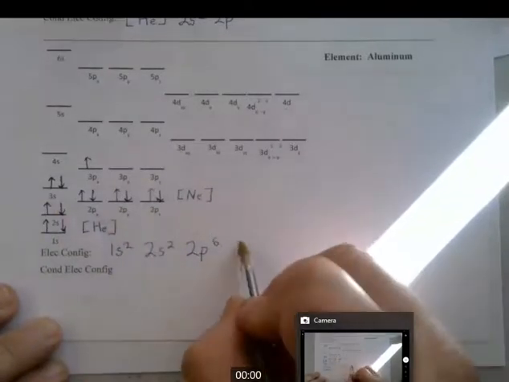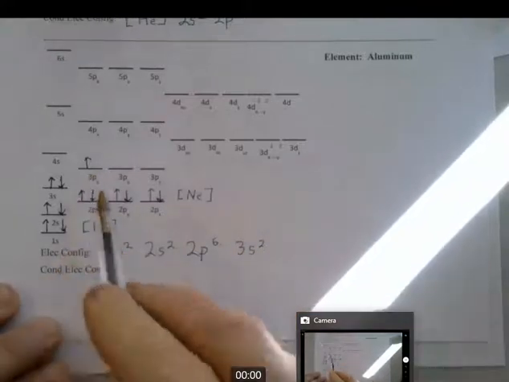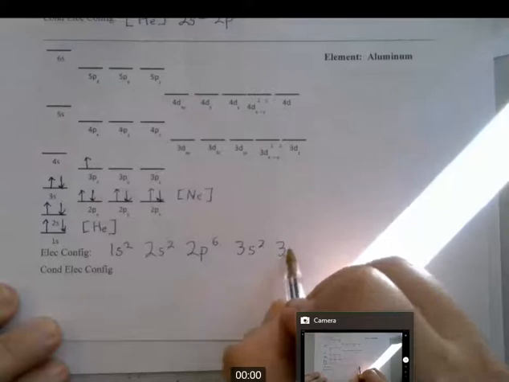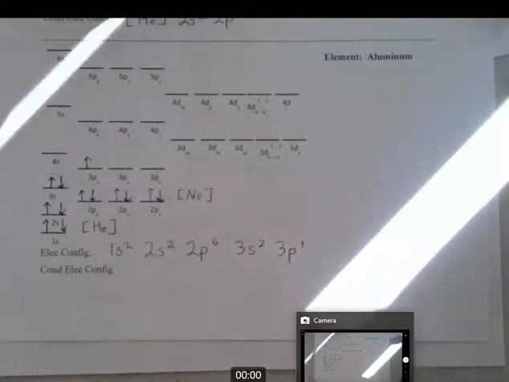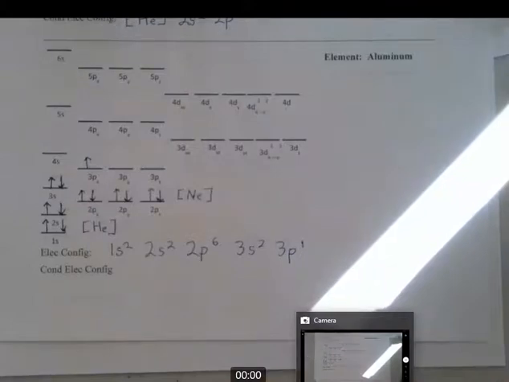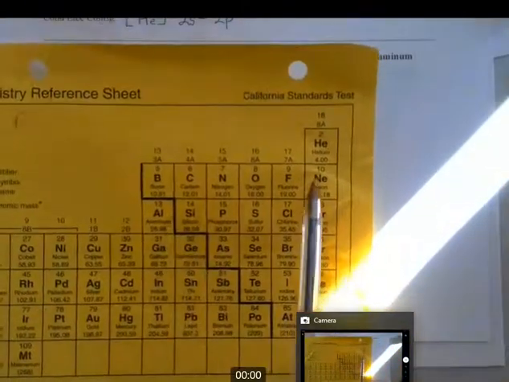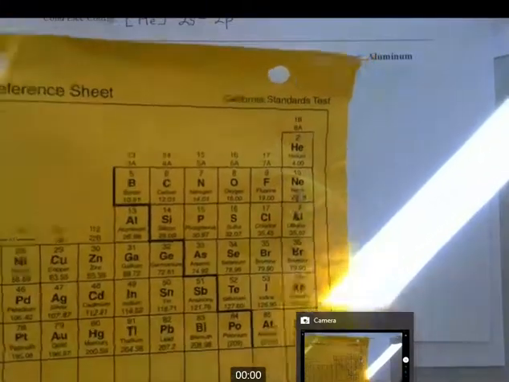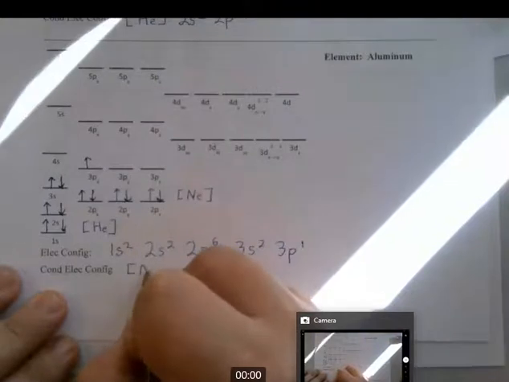Now we're up to 3s, 2 electrons there, and then finally 3p, and there's 1 electron there. You can see that's starting to get a little bit long when you write it out this way. In the condensed configuration, there's aluminum. So we go to the noble gas in the row that's before, that's neon. And so we just put Ne in a block.